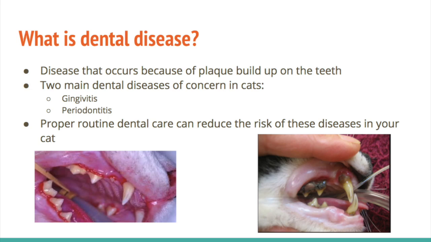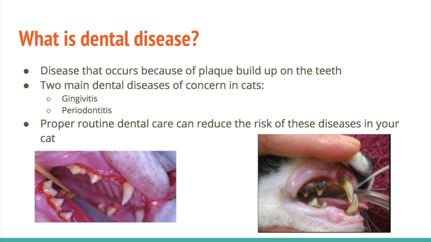So what is dental disease? It is a result of inflammation caused by plaque buildup on the teeth. In cats, there are two main dental diseases of concern, gingivitis and periodontitis. Gingivitis describes inflammation of the gums. It is caused by plaque buildup, but fortunately is reversible and controllable, much like in humans. The gingiva, or gums, are connected to the periodontal structures below the gum line, so when the gums become inflamed, these other structures are at risk for inflammation and infection.